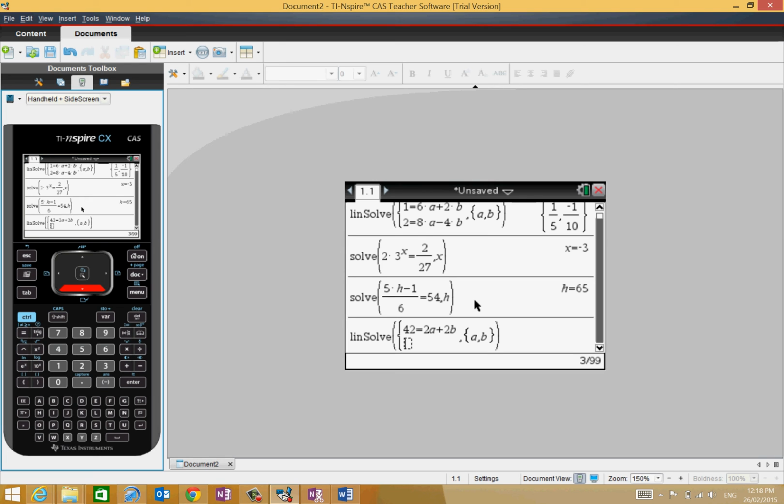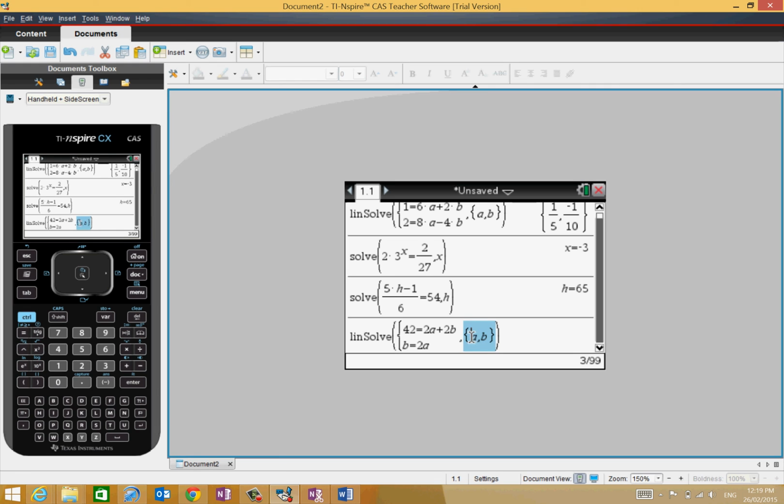That's right. Now, 42 equals 2a plus 2b, but what else was it? Was a equal to 2b? B is equal to 2a, is that right? Yeah. Good, thank you. So b is equal to 2a. Now, be careful. You have to have equal signs to solve equations. Now, look at this. Because you've typed in a and b, it's going to solve for a and b.